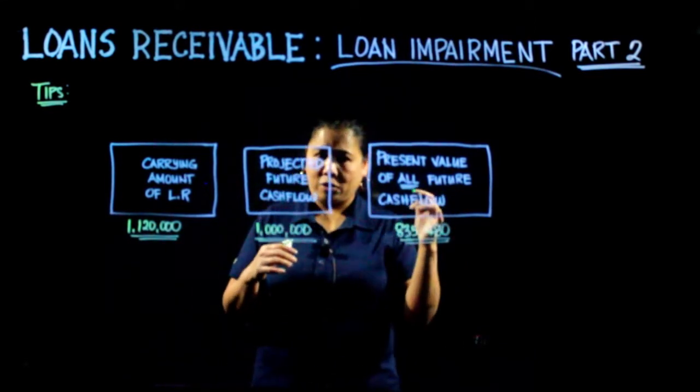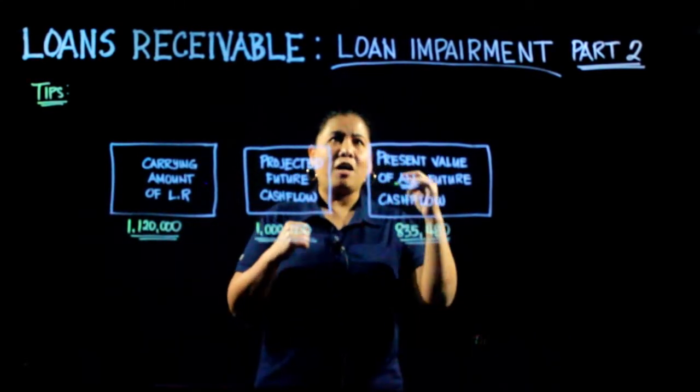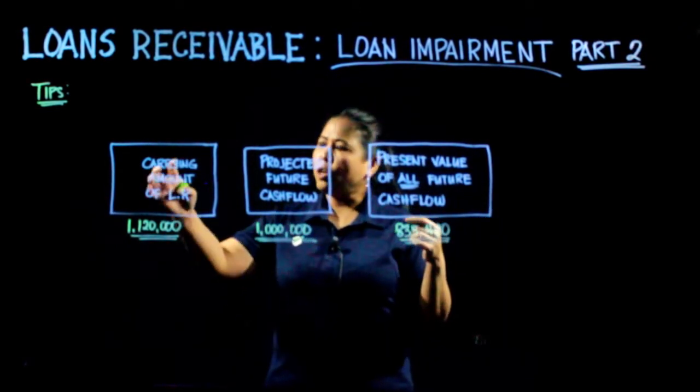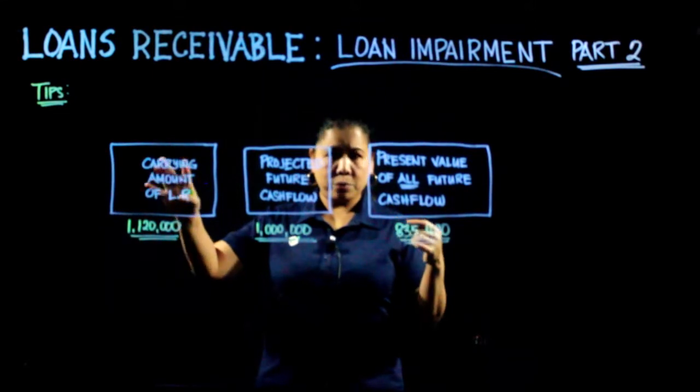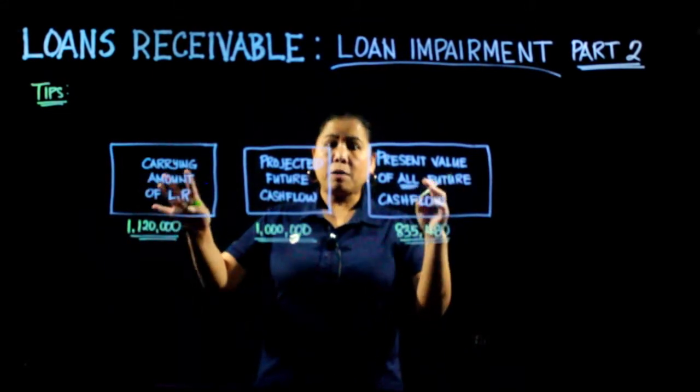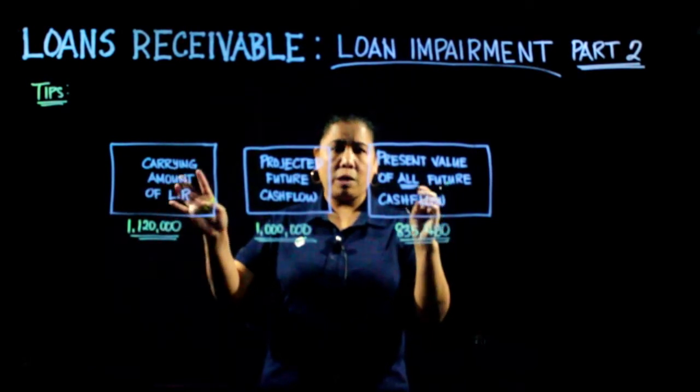Pwedeng tanungin din ito. Of course, pwede rin tanungin ang loan impairment loss. So, paano mo i-compute yun? Yung difference ng carrying amount of the loans receivable at present value of all future cash flows, yan po ang impairment loss mo or loan impairment loss.